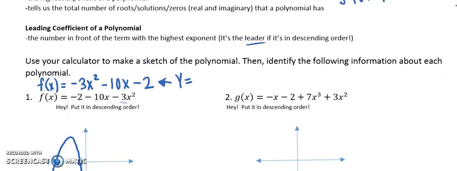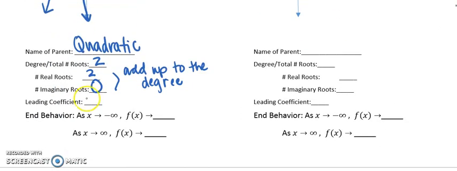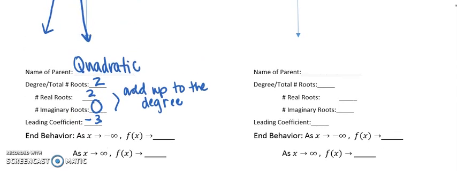And the leading coefficient. So the leading coefficient is the number that's in front of the term with the highest exponent. So our leading coefficient here is -3. Remember, if I'm going too fast, pause it, go back, rewatch. It's totally up to you.